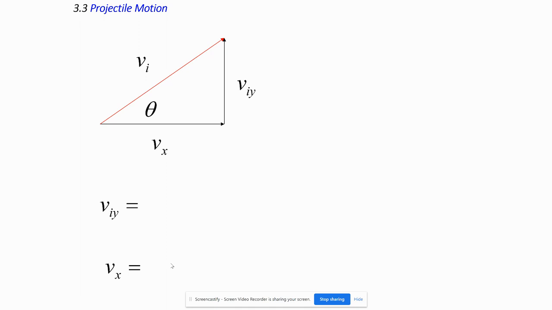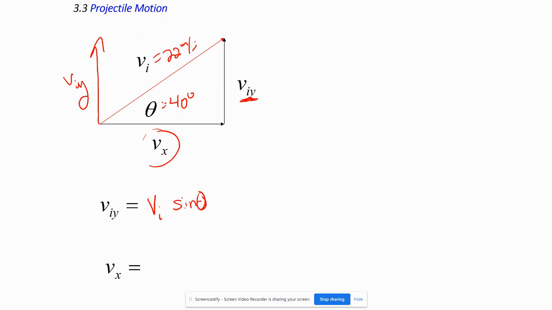The first thing we've got to do is take this VI, this 22 meters per second, and this 40 degrees, and split it up into how fast it's moving vertically, in other words how fast the football is going straight up, our VIY, and then how fast it's going horizontally, our VX, or VIX. We talked about this already: to find VIY, it's VI times the sine of our angle, and Vx is VI times the cosine of our angle.